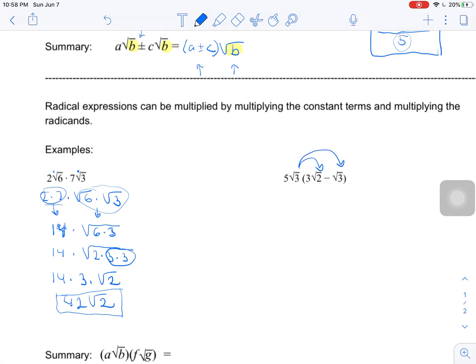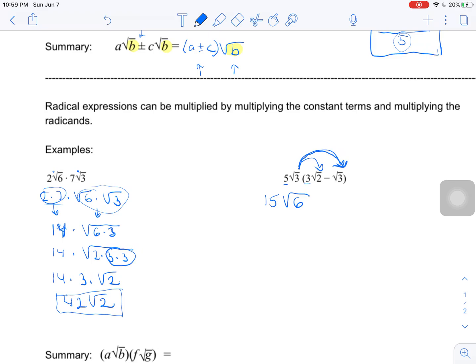So if I do some distributive property with this, I'm going to start by doing some multiplying. So I'm going to have to do 5 times the square root of 3 times 3 times the square root of 2. So I can multiply the numbers outside. 5 times 3 is 15. I can multiply the radicands. 3 and 2 makes 6, and I'm not going to get any perfect squares out of that, so that really is 15 times the square root of 6.